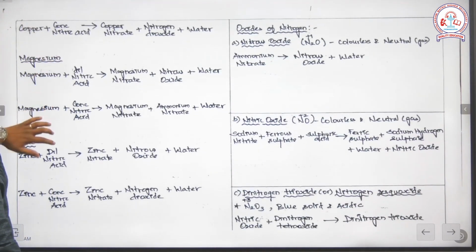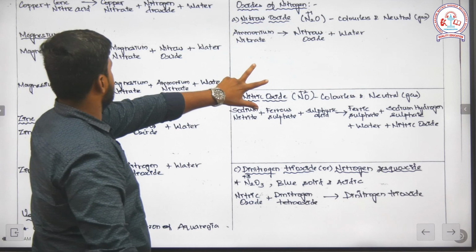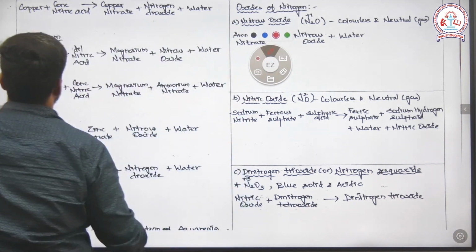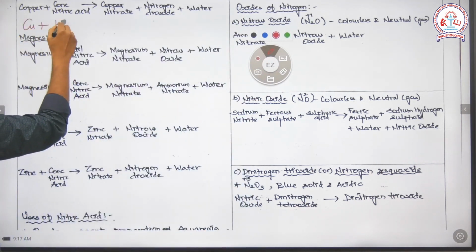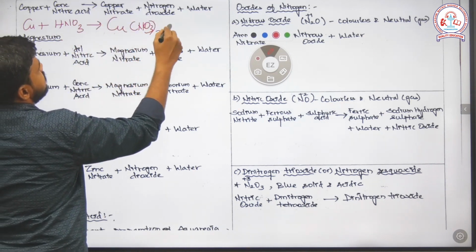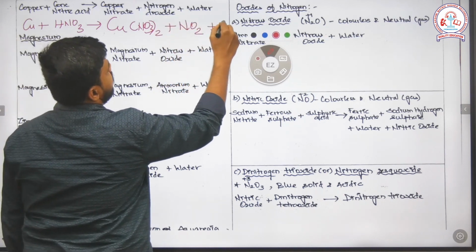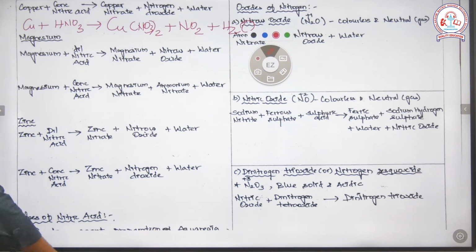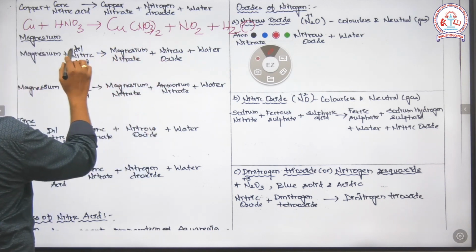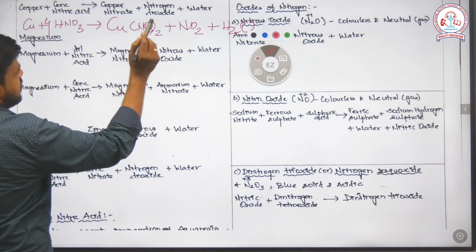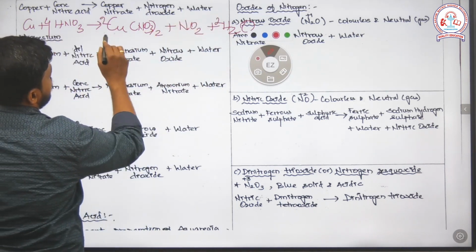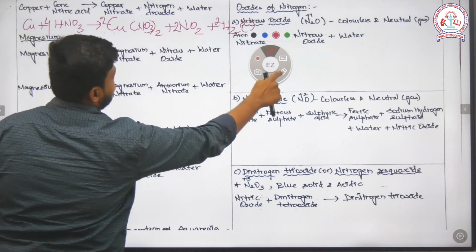The next reaction includes the reaction with the concentrated nitric acid. Reaction with the concentrated nitric acid gives the byproduct as nitrogen dioxide. See, copper reacts with the nitric acid to form copper nitrate, Cu(NO3)2, plus nitrogen dioxide plus water. So we need to check with the balance here. If we check the balance here, hydrogen there it is 4. Suppose I make it 4 here, hydrogen makes 4 here. Nitrogen, if I make it 2 here, it becomes 2.